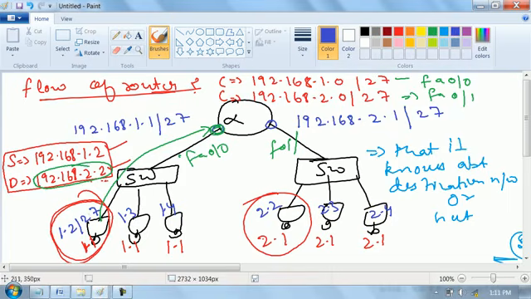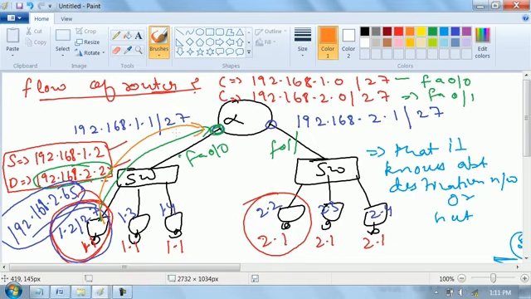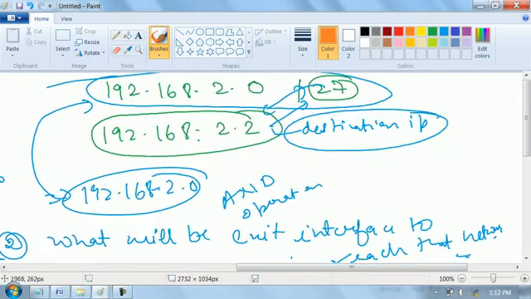From here I am sending packet to a destination 192.168.2.64. Sorry, 2.65. Agree? From here I am sending a packet to the destination 192.168.2.65. This guy will send traffic to the default gateway. Router will receive traffic on this interface. Agree? Now, what router will do?